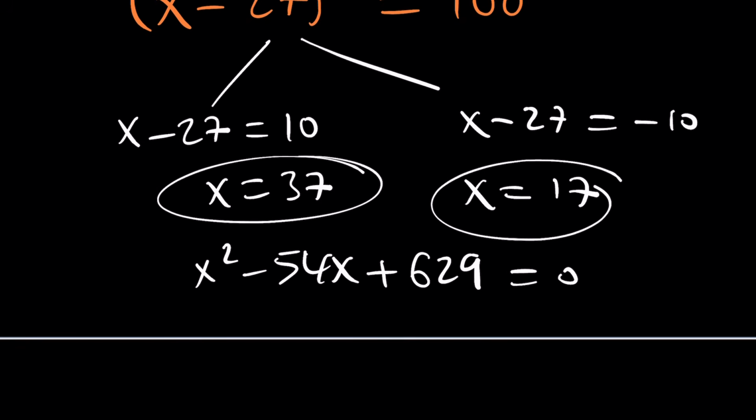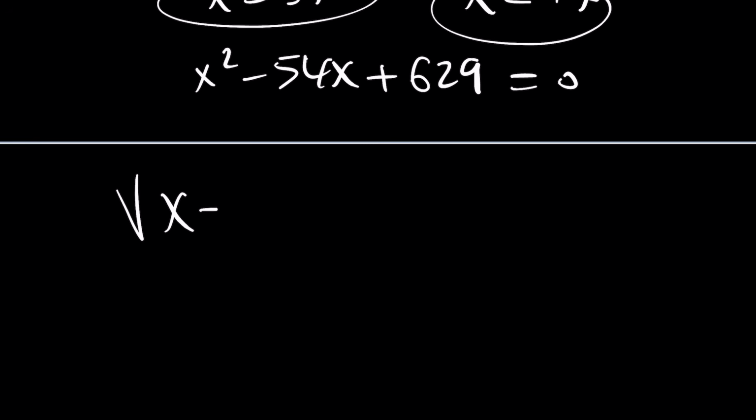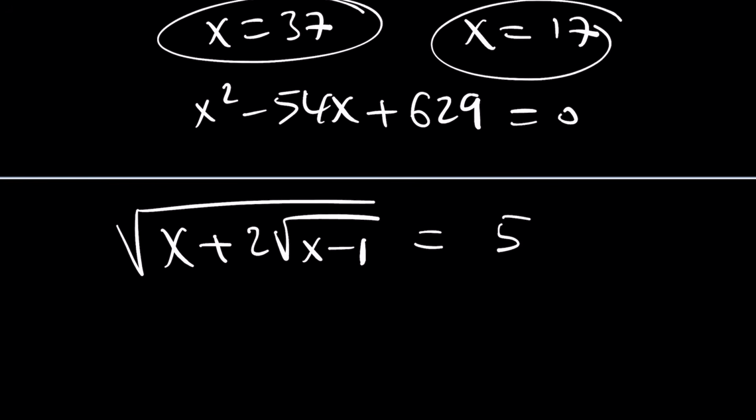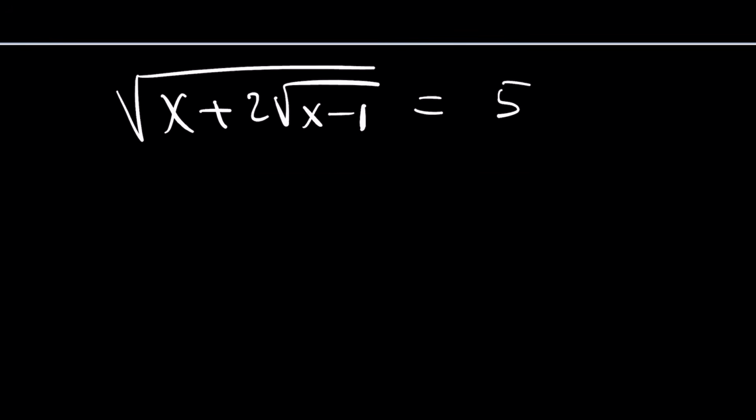But the $1 million question is, do they both work and do they fit the domain? You already know the answer, right? But let's just, for fun, test them out. So let's go ahead and look at the original problem. If x is 37, let's see what happens. If x is 37, you're going to get 37 plus 2 times the square root of 37 minus 1, which is 36. As you know, this is 6.